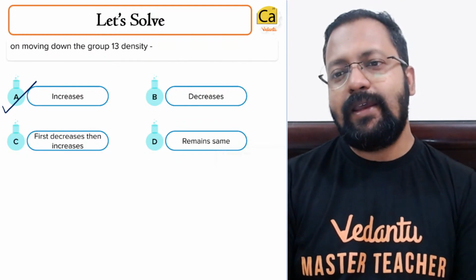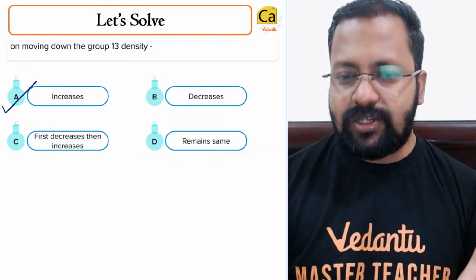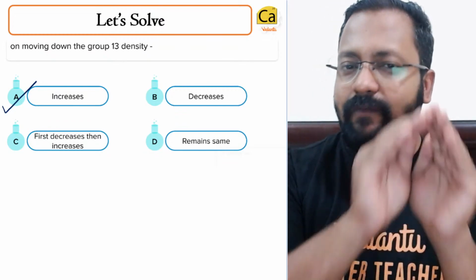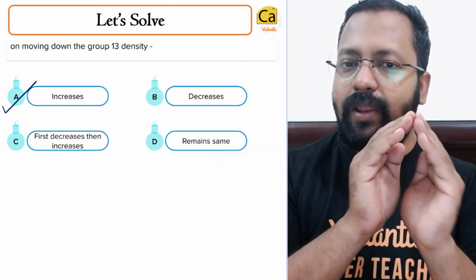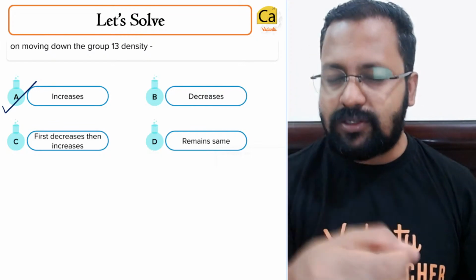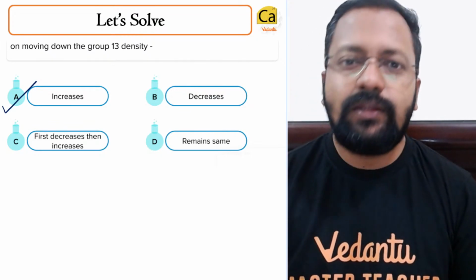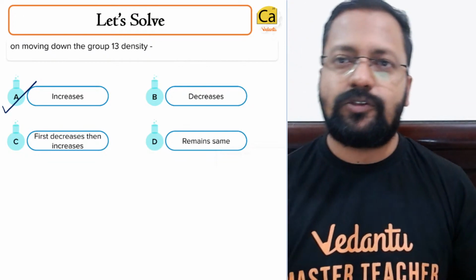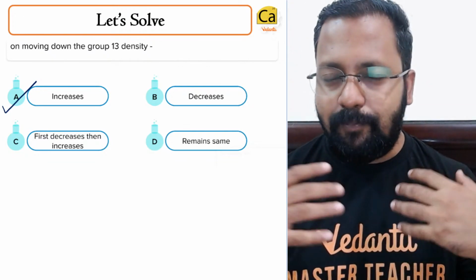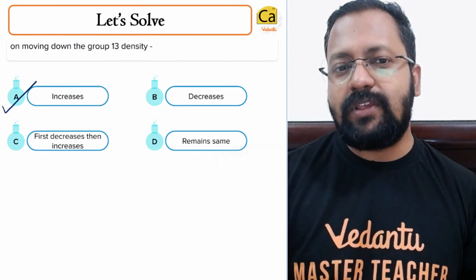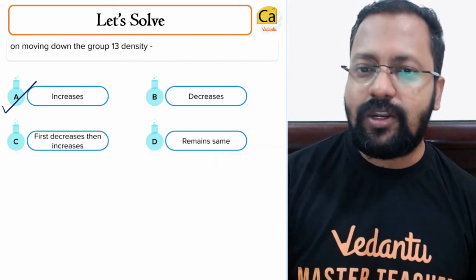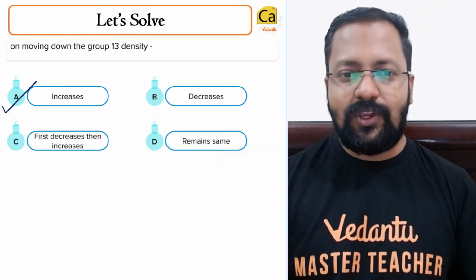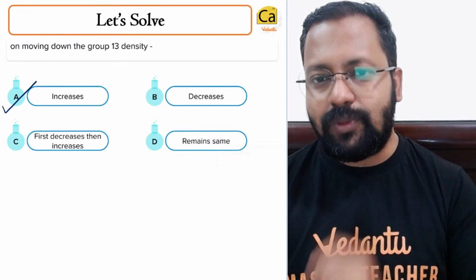Okay. So with this we finished the first lecture of group 13. Very simple, very short and sweet lecture. Please do remember all these points, make short notes. In the next class, we will start with chemical properties. So I believe by the end of this week, we should be able to finish group 13.